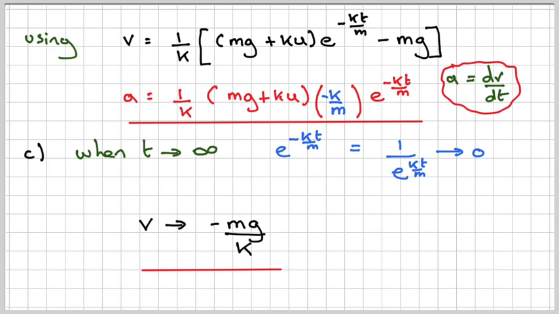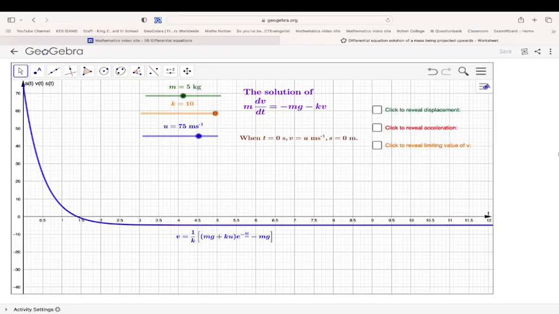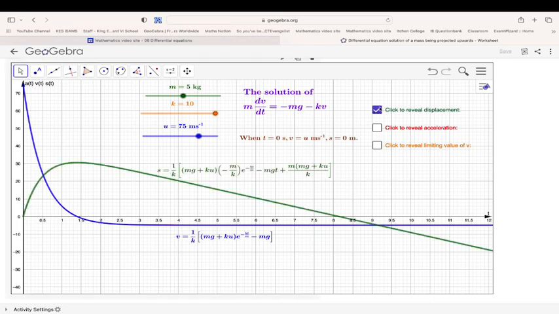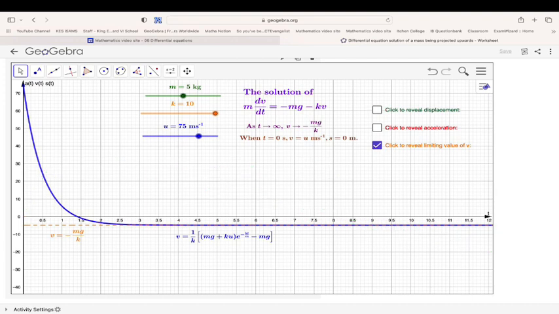If we go back to the GeoGebra app again at the end, if we click here, we can see the displacement equation that we just derived. We can see the acceleration, and if we click here, we can see the limiting value of the velocity. The link to this GeoGebra app I will put in the notes of the video.